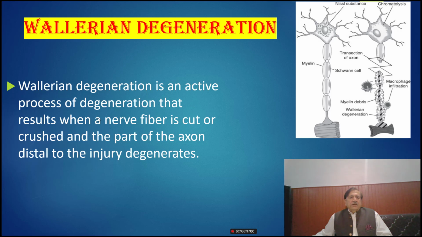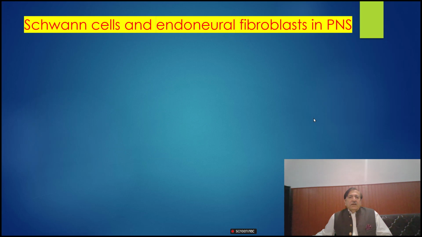Linear degeneration. Linear degeneration is an active process of degeneration that results when a nerve fiber is cut or crushed and the part of the axon distal to the injury degenerates. You can see that this nerve fiber has a normal myelin sheath and there is a normal supply to the effector organ, and the organ is normal. But when the myelin sheath is damaged or transected, the impulses to the effector organ are lost, and due to immobility of that organ, it is degenerated, and this degeneration is called linear degeneration.